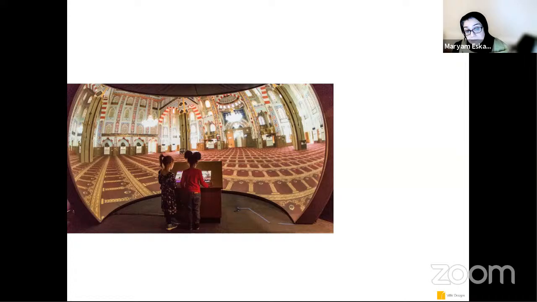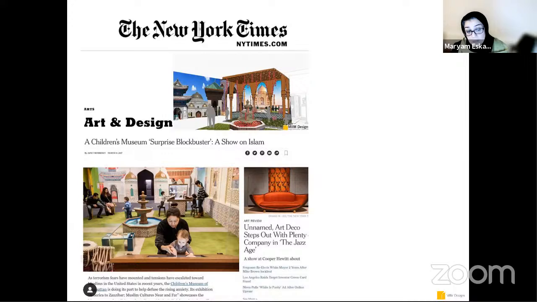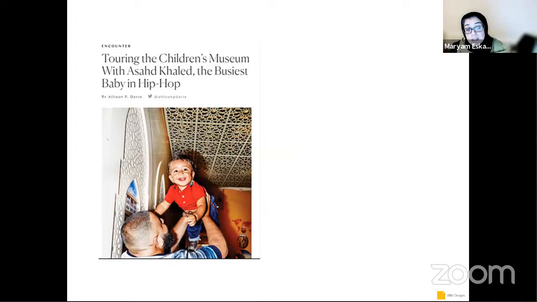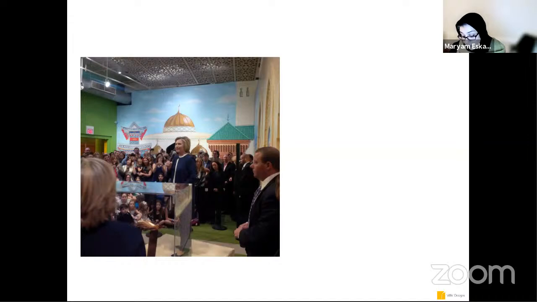We got really good reviews. This is from the New York Times about this project. It became a hit. It was a sensation. A lot of great reviews were coming out from it. Many Hollywood celebrities came. This is DJ Khaled. He's Muslim. He brought his child to this, and they did a whole photo session for different magazines at the museum.